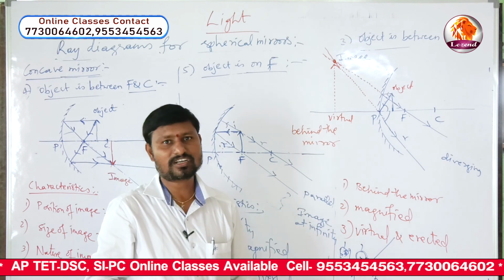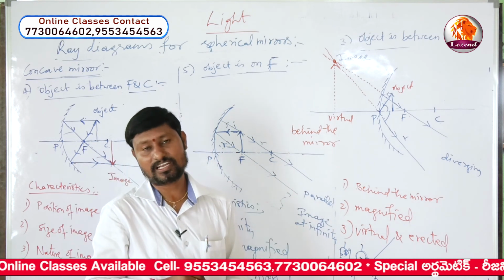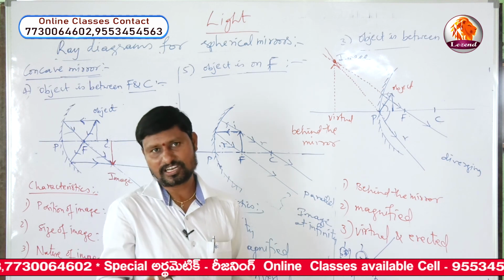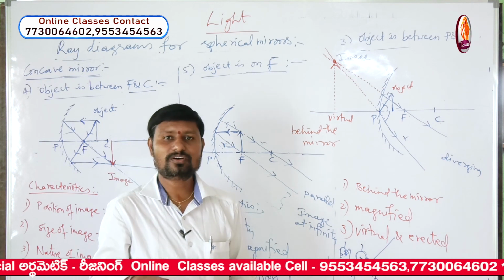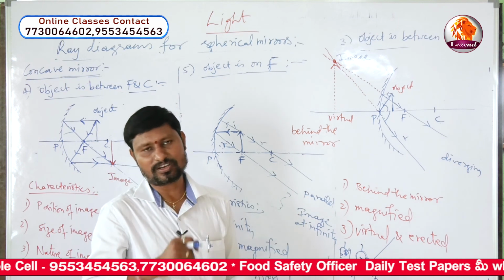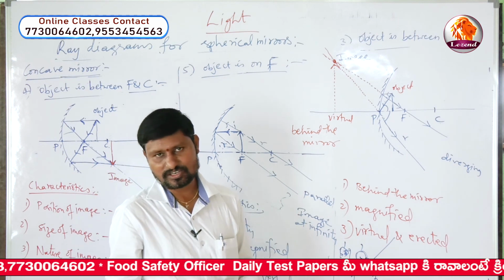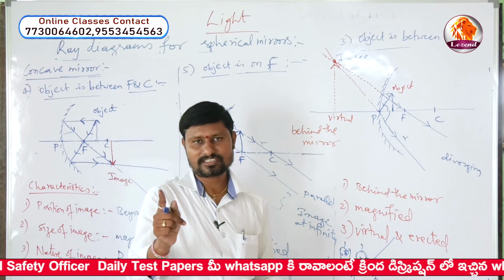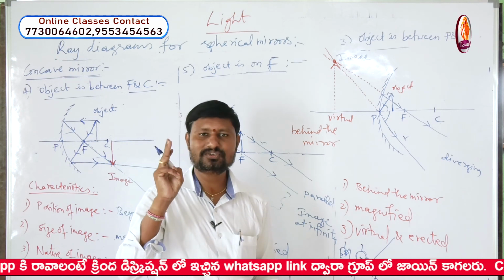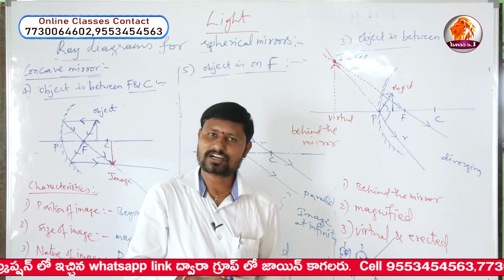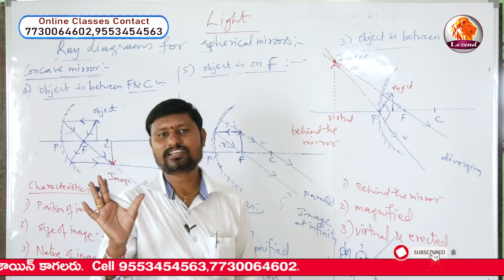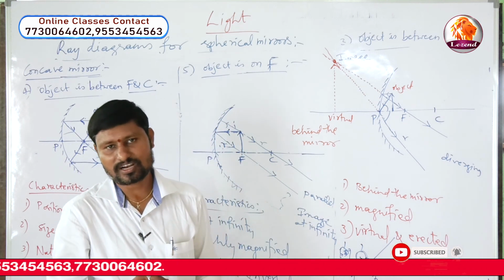It is used in the headlights of cars, and in searchlights that policemen use, and also in solar cookers and solar furnaces. These are the uses of the concave mirror. Number one, it is used by dentists and ENT specialists and as a shaving mirror. It is used in the headlights of automobiles and in searchlights, and lastly it is used in solar furnaces.